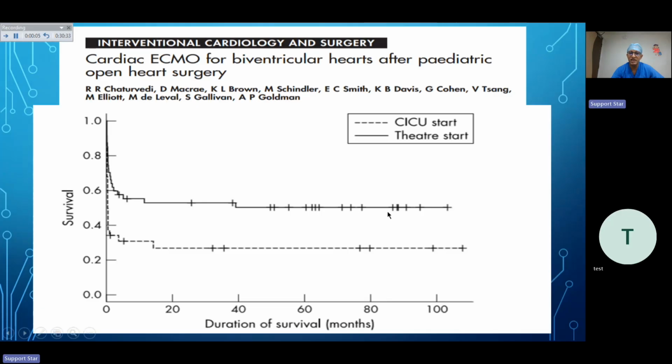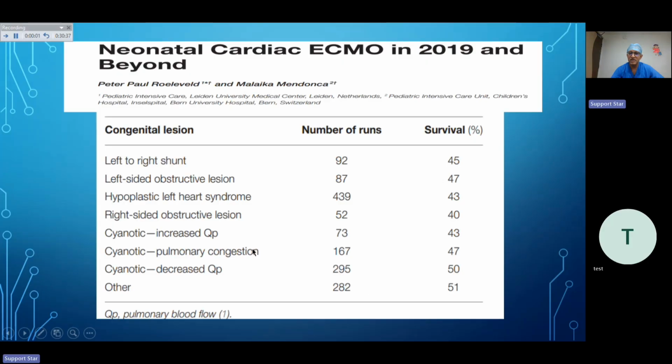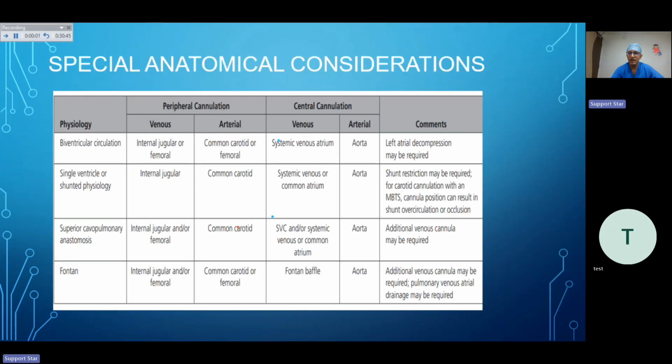There you can see good results as per this Kaplan-Meier curve. But the survival you can see is only 47 to 50% in these VA ECMOs in all these congenital heart diseases. So in single ventricle, again, you will have to use different cannulas for different vessels like SVC, IVC separate. And again, you might have to decompress multiple vessels. You have to go for additional cannulations if you cannot decompress with your regular cannula.